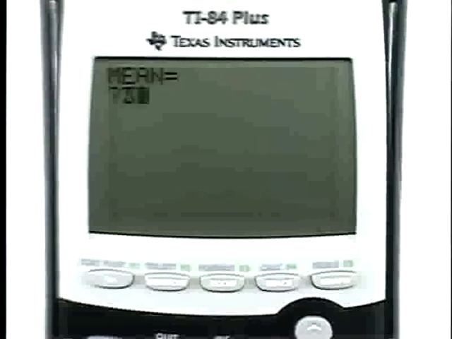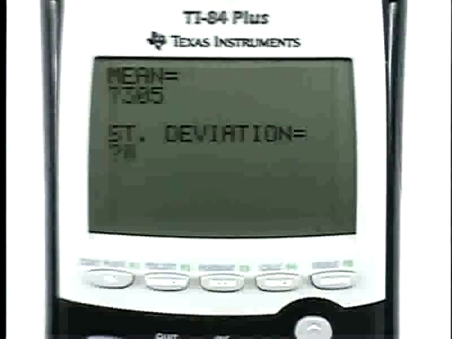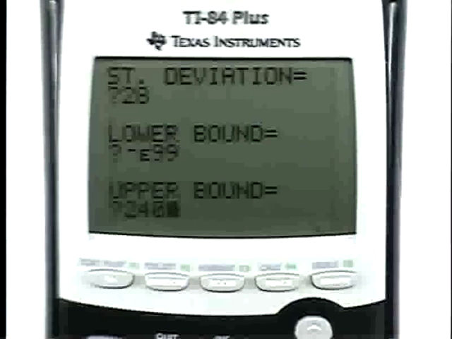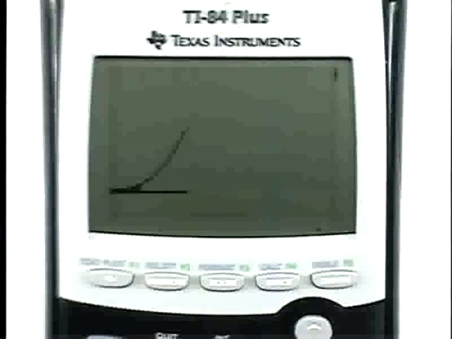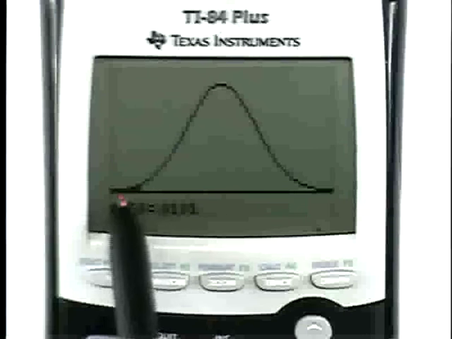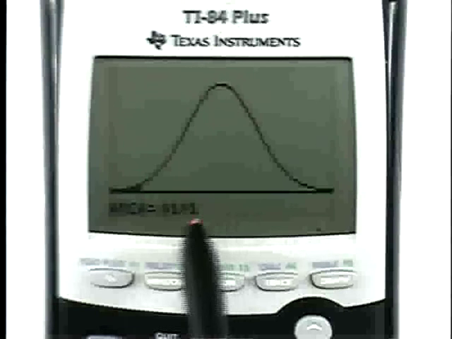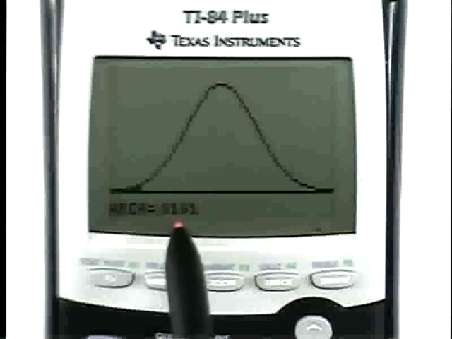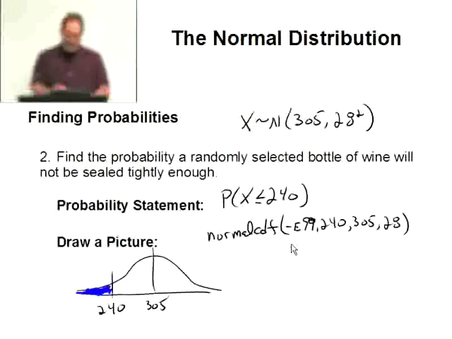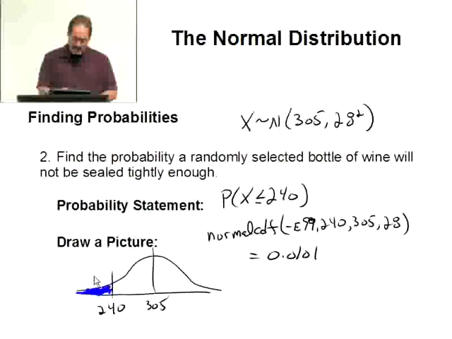It's going to ask you for the mean. Well, that's 305. Standard deviation was 28. What's the lower bound? Well, I'm going to go with negative E99. What's the upper bound? 240. See, what it did is make the normal curve, and it shaded it in here. This is the area that got shaded in. That's where the 240 would be, with a mean of 305, and the area is 0.0101. Isn't that what we just got? That's the same thing, right? Yeah, of course it was. Kind of a cool little program. Again, we said that this equals 0.0101. That's the area under the curve.